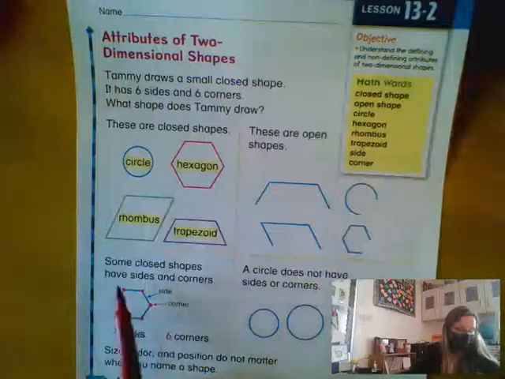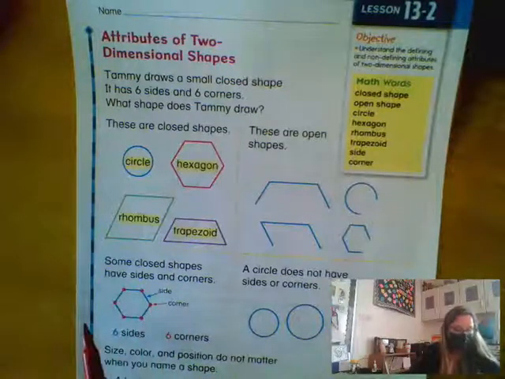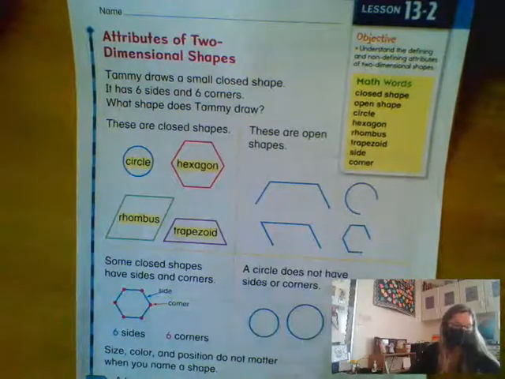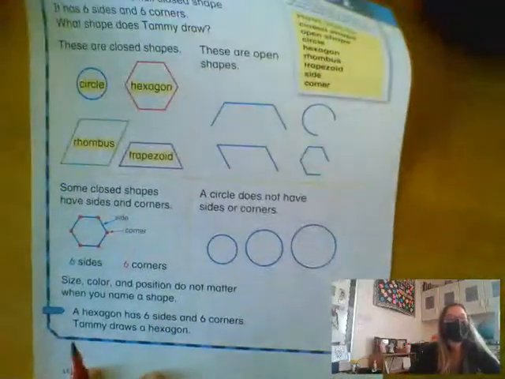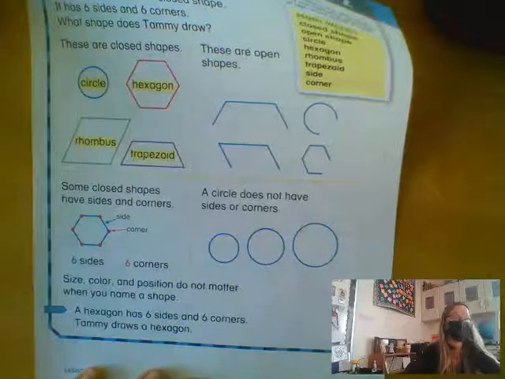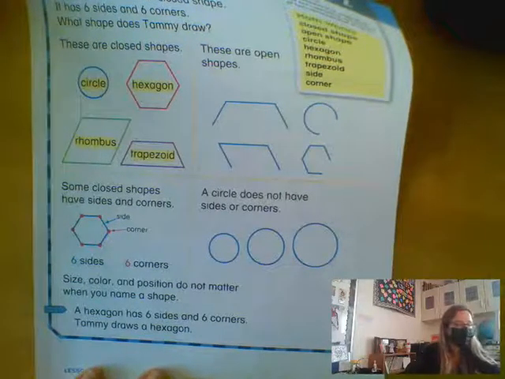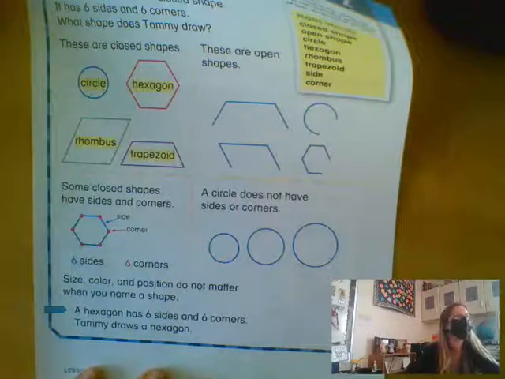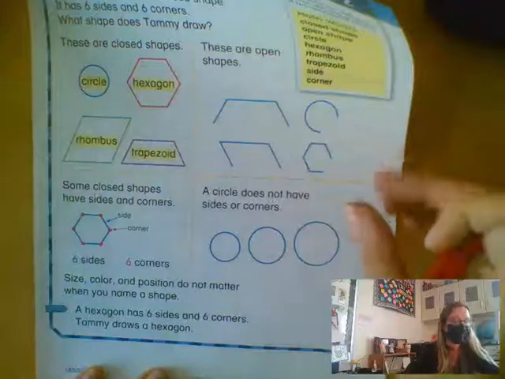Some closed shapes have sides and corners. A circle does not have sides or corners, right? Size, color, and position do not matter when you're naming a shape. Doesn't matter how big it is. Doesn't matter what color it is. Doesn't matter where it is. What's important is how many sides and how many corners. That's what determines a shape, okay?